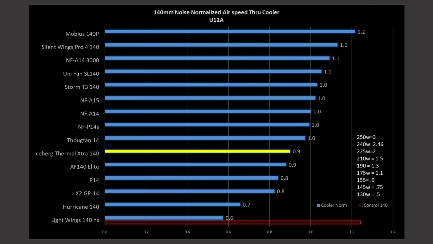So I did a whole series of tests on my CPU cooler, the U12A. For what RPM, so PWM fan signal, gives me an RPM, gives me an airspeed through it. I measure it with an anemometer. So what airspeed through the CPU cooler equates to what wattage my CPU would draw.